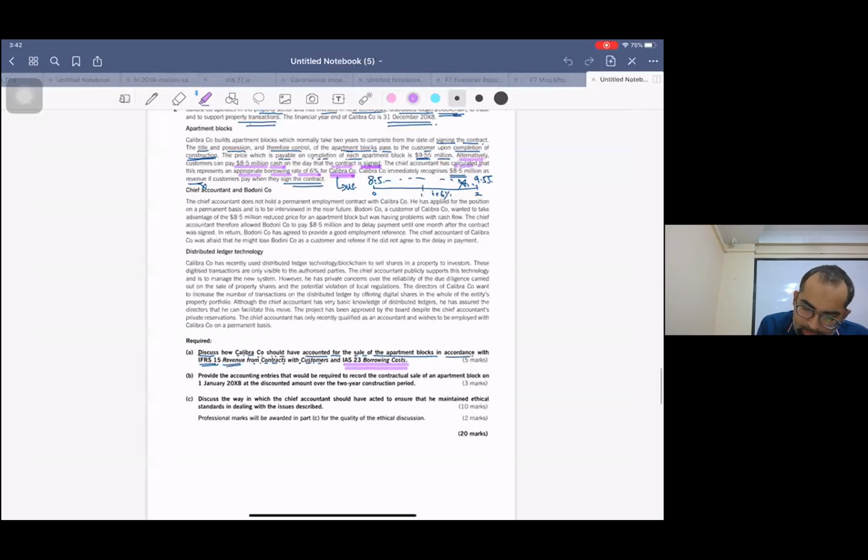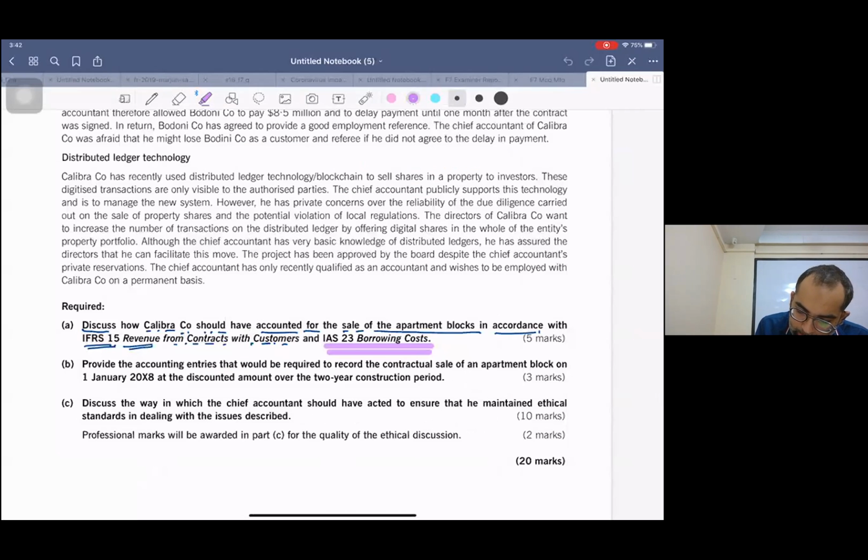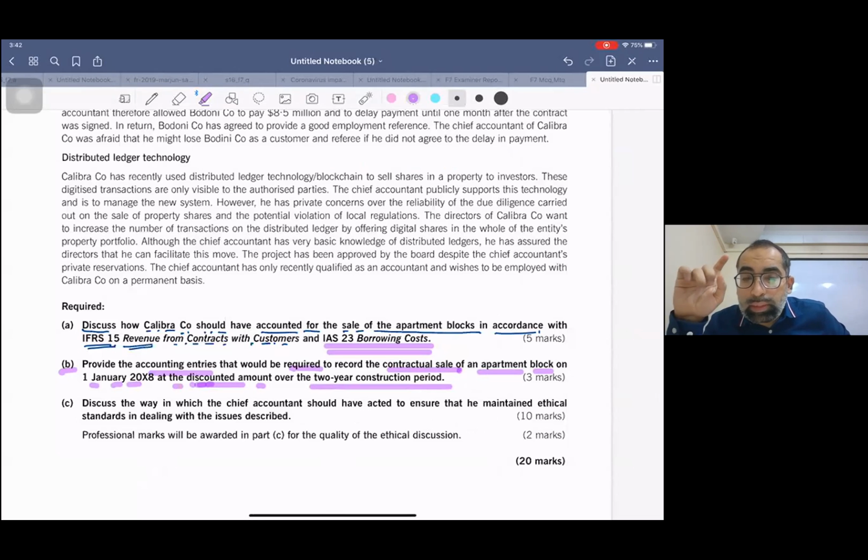Provide accounting entries that would be required to record the contractual sale of an apartment block on 1st of January X8 at the discounted amount over a 2 years construction period. See, they are not asking you to sell it for 9.55, not that one, that advance thing. If you are going to receive advance from your customer, what will be the entry till the end?